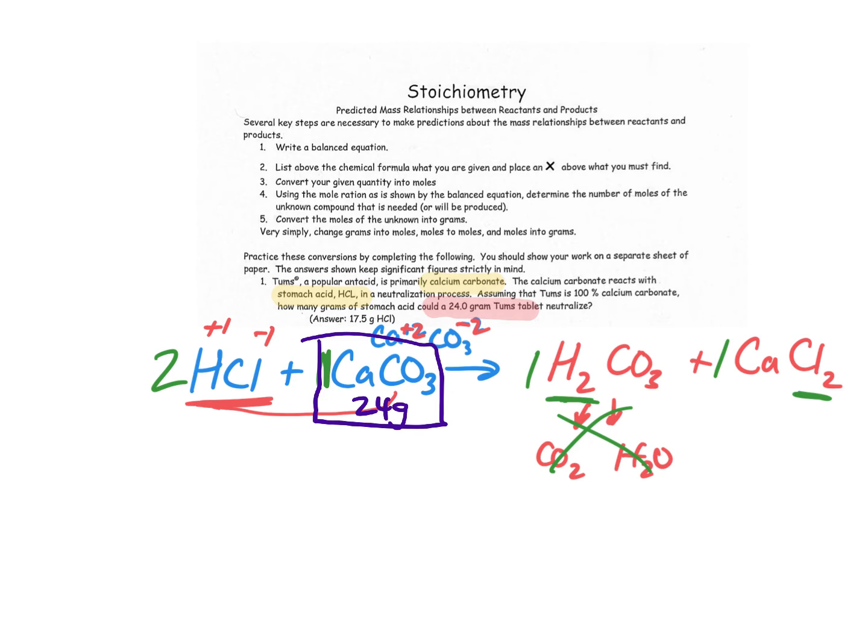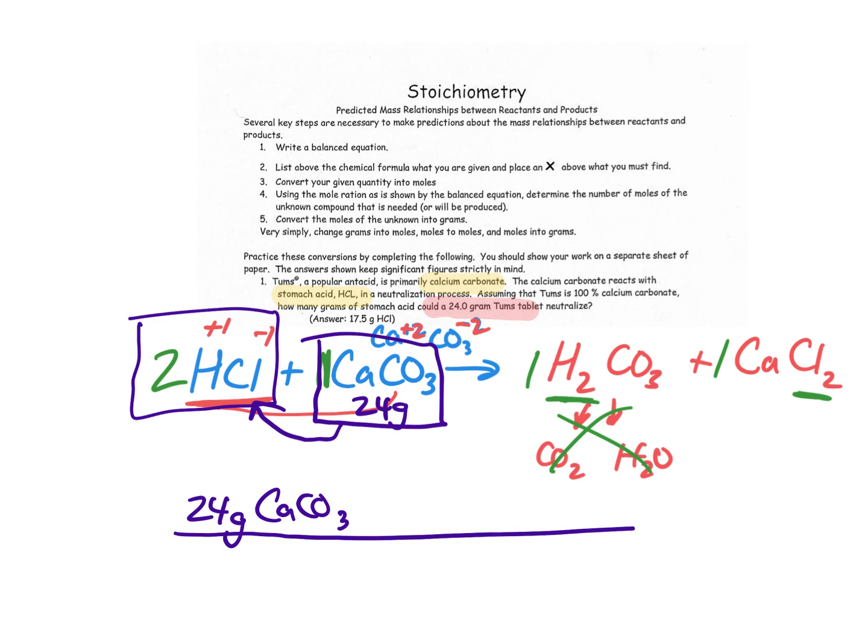And what we want to figure out, that's the other part of this. What am I trying to find? Well, the problem says how many grams of our stomach acid will it neutralize? So I'm going to figure out how much HCl gets neutralized from this reaction. You need to know a little bit about going from grams to moles, and the mole unit from earlier on. But we're going to start with 24 grams of calcium carbonate, and we're going to make a T-chart.